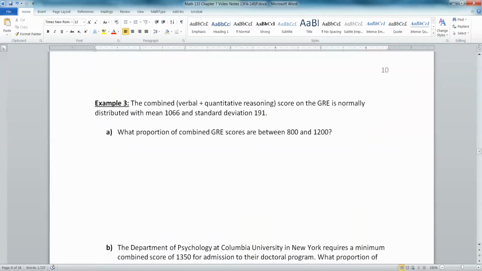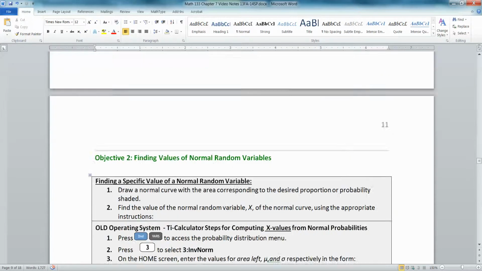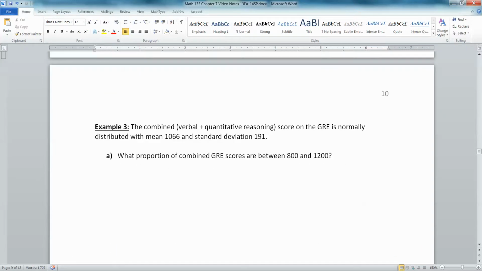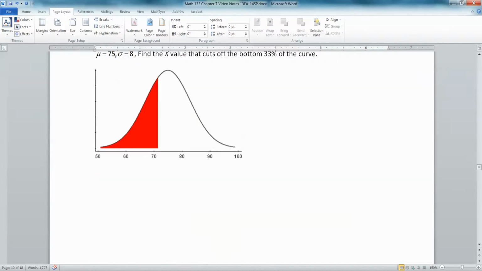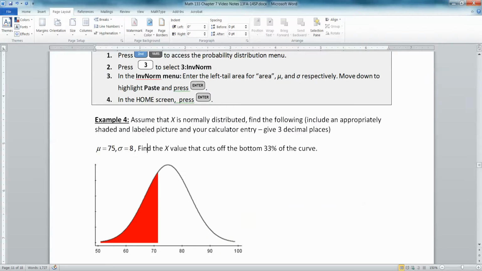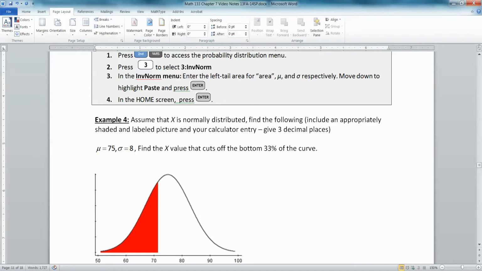Okay, so now what about the opposite? What about inverse norm? Let me find that for you, which is right down here. Got it. So we have an x value that cuts off the bottom 33% of the curve, right? So then how do we find it? Well, inverse norm is when I give you the area and I'm asking for a score or a value, right?